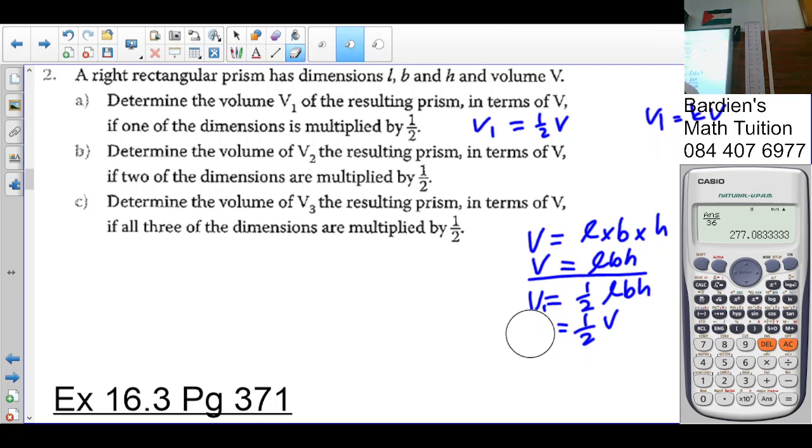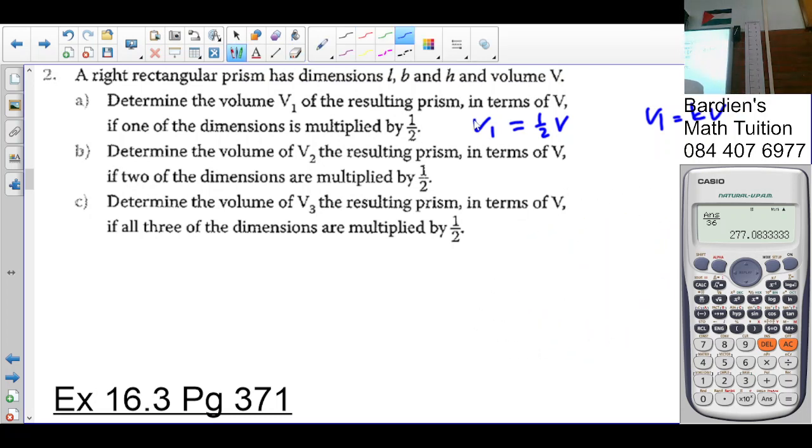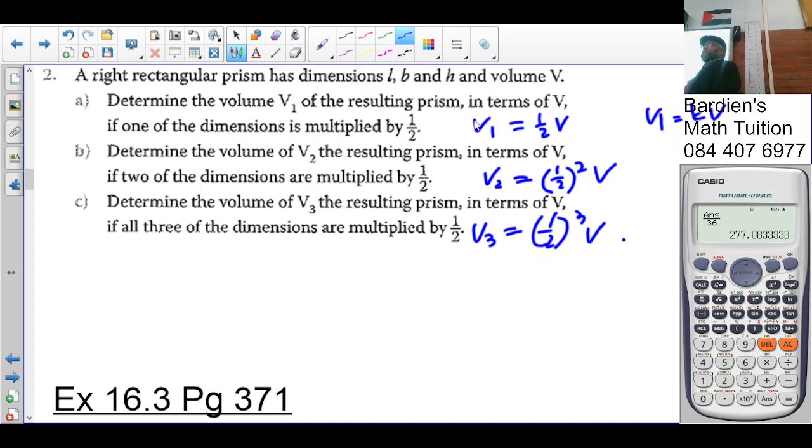Okay. Determine the volume V2 of the resulting prism in terms of V, if two of the dimensions are multiplied by a half. So V2 will be half squared V. You all agree with that? Do I need to show you how I got this? No? And the third one, V3, is going to be half cubed V. So can you explain how you want it? This one. Then the second one, both.